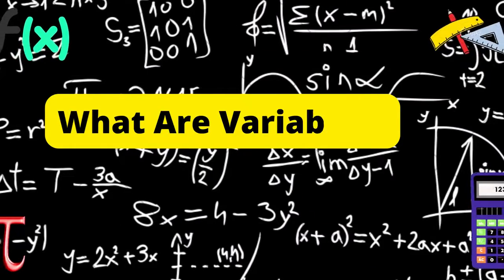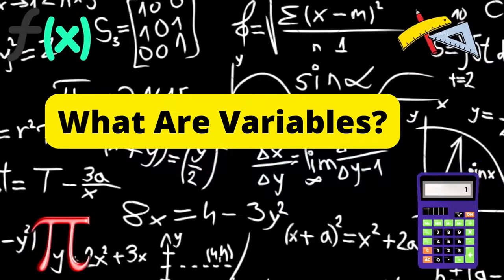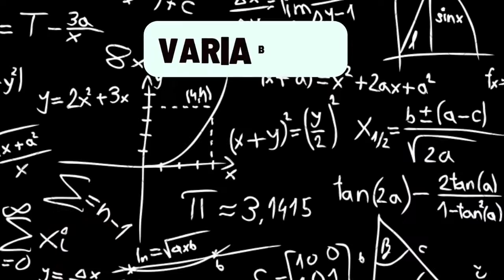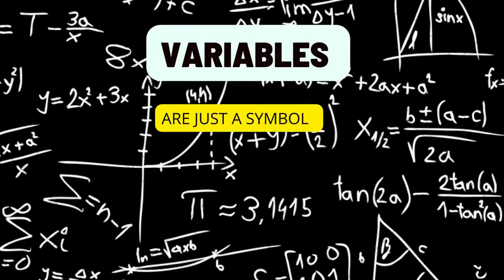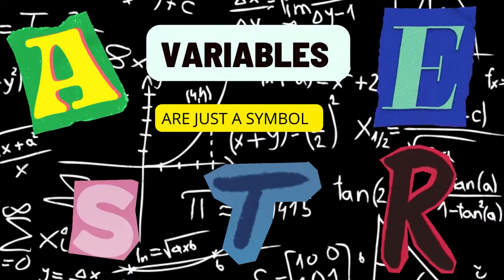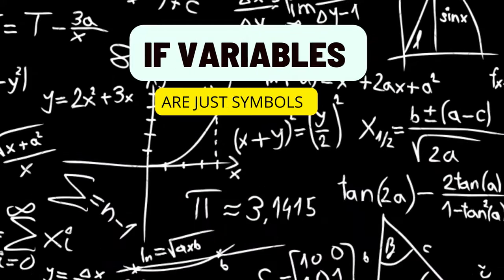What are variables? So, what are variables, you may ask? In math, a variable is essentially just a symbol. So, when you pick a symbol, you can pick pretty much anything you want to, like a letter or even an illustration. However, letters are much more convenient in math.